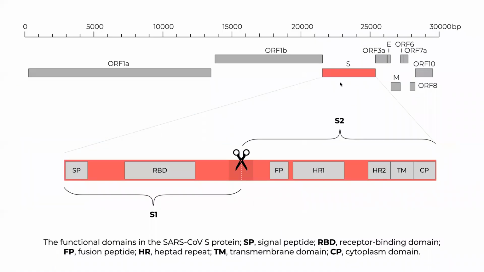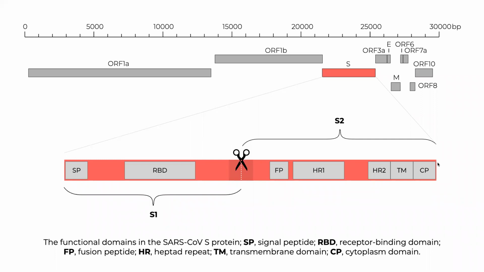and this protein, once it's produced, has a few different functional domains. These functional domains are organized by two subunits. One is the S1 subunit, and another one is the S2 subunit. This is the cleavage site, which means that is where the furin cleaves this protein into two. And you can see that each one has additional functional domains: the SP, which is signal peptide; RBD, the receptor binding domain; FP, fusion peptide; HR, heptad repeat, and there are two of them; TM, transmembrane domain; and CP, cytoplasm domain.